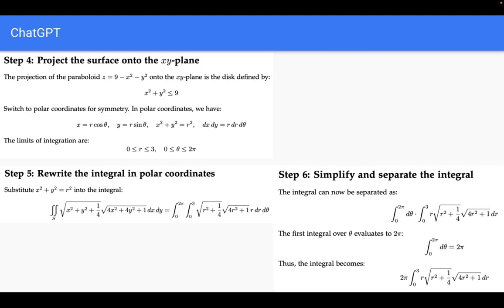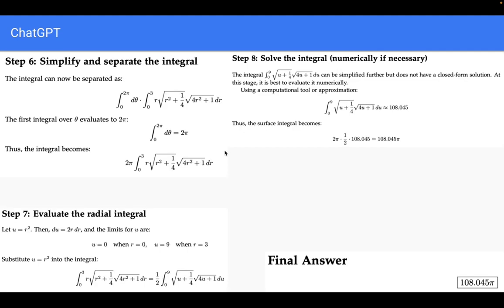It continues to project the surface onto the xy plane, and it switches to polar coordinates for symmetry, and thus also changing the limits of integration. After rewriting the integral in polar coordinates, we end up with a different integral here. Then it simplifies and separates the integral, evaluates the first integral with respect to theta, resulting in this, and then evaluates the radial integral, in which we end up with this expression.